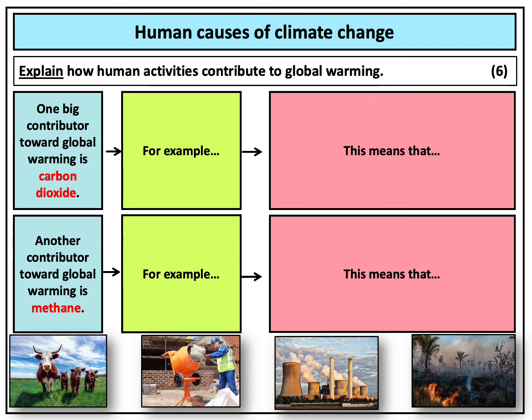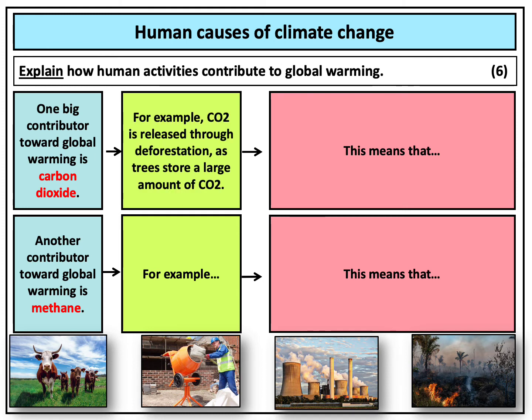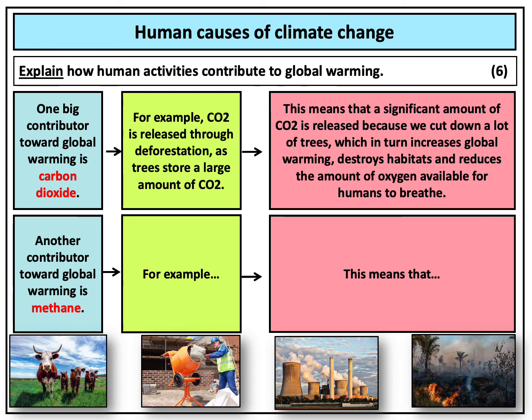So first paragraph, we're going to have a look at carbon dioxide. So one big contributor toward global warming is carbon dioxide. For example, carbon dioxide is released through deforestation as trees store a large amount of CO2. This means that a significant amount of CO2 is released because we cut down a lot of trees, which in turn increases global warming, destroys habitats and reduces the amount of oxygen available for humans to breathe.